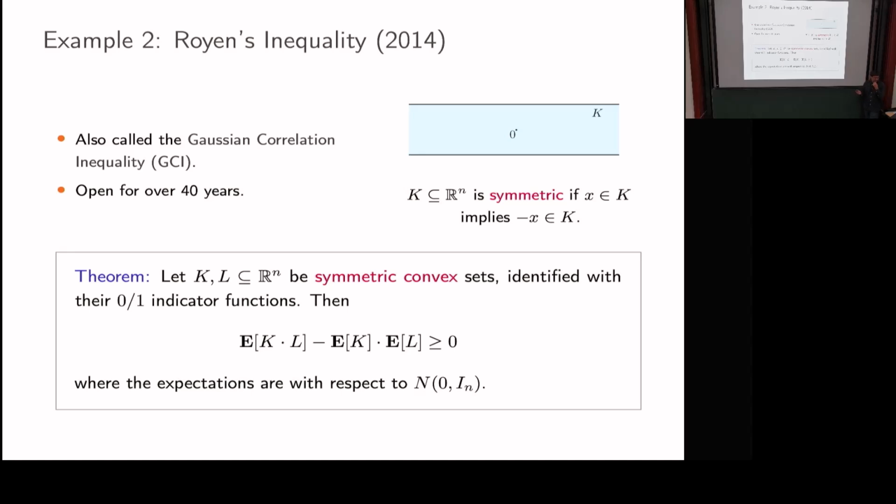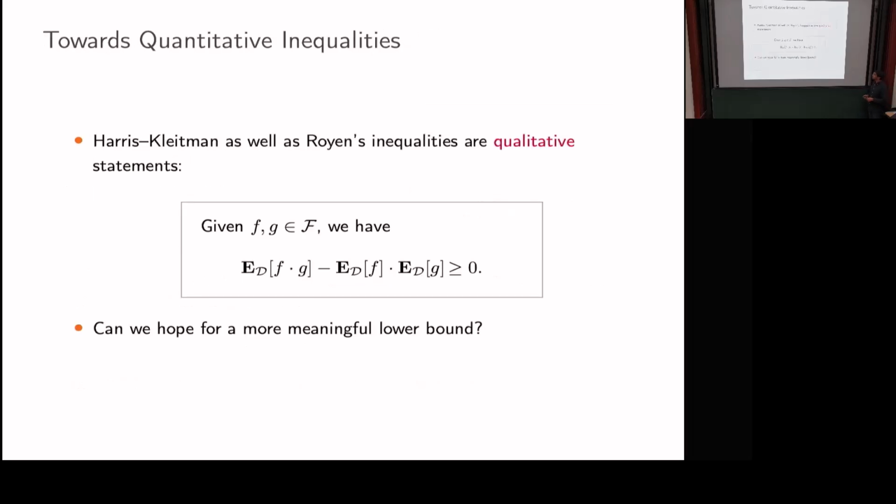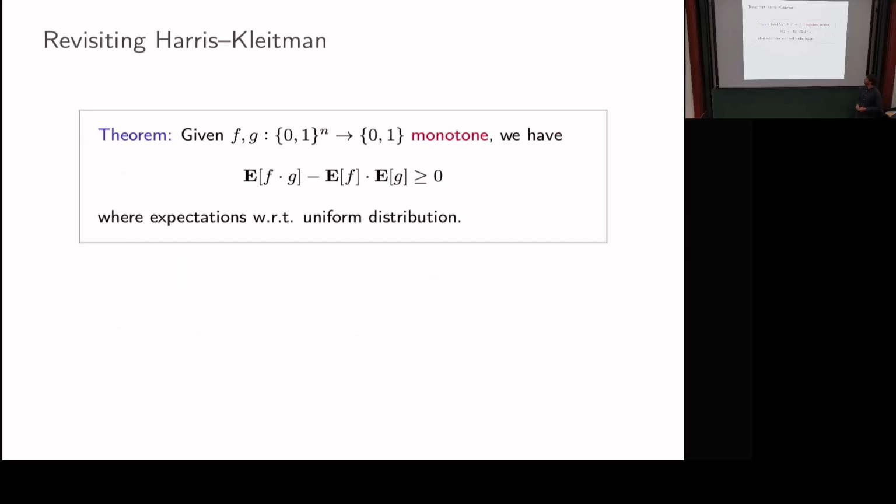And so the question that got us started on this line of work was, well, both of these inequalities are qualitative inequalities. They just tell you that 2 things are non-negatively correlated. And can you ask for a better inequality? So just restating this, Harris-Kleitman and Royen both tell you that monotone functions and convex sets are non-negatively correlated with respect to uniform and Gaussian measures. But can you hope for maybe a more meaningful bound, maybe in terms of some properties of the functions? And so with this in mind, let's go back to Harris-Kleitman.